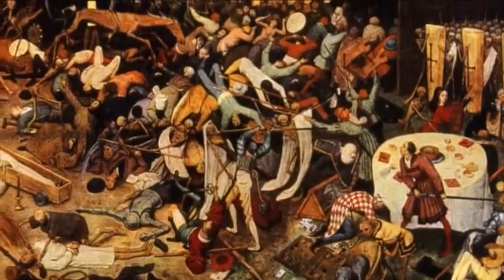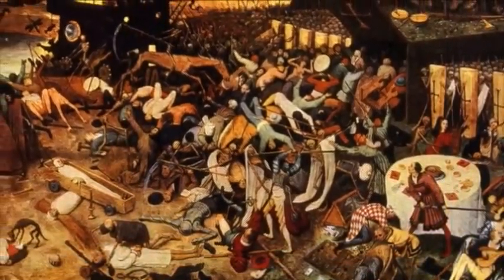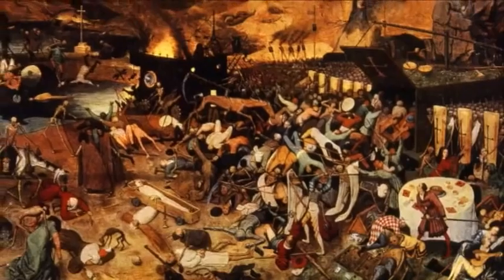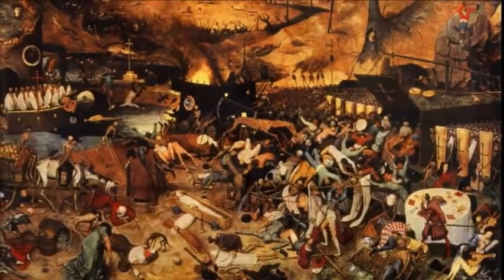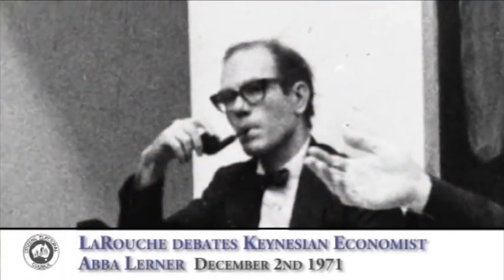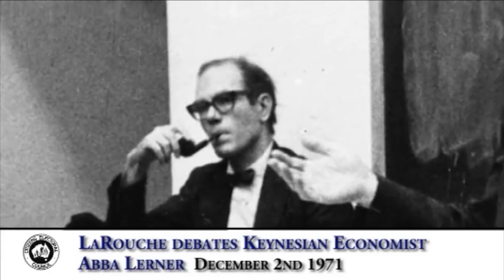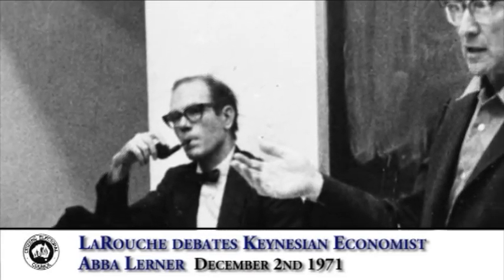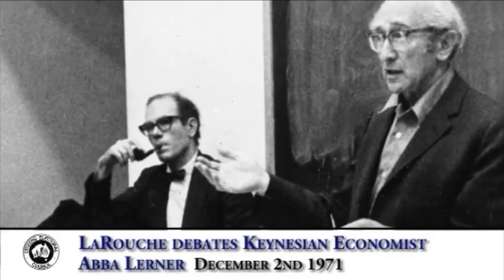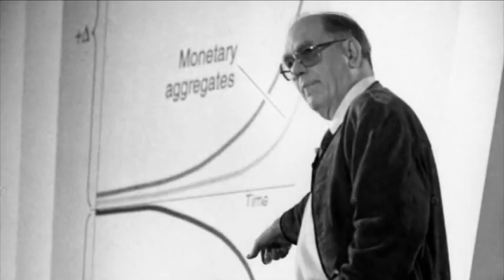LaRouche understood that if the physical process of human beings changing their relationship to nature and to the universe through creative discoveries were disregarded and suppressed in an economic system, then that system would certainly degenerate and collapse, with that civilization along with it. This crucial difference between LaRouche's method and that of all other economists can be seen in a simple pedagogy known as his triple curve function.